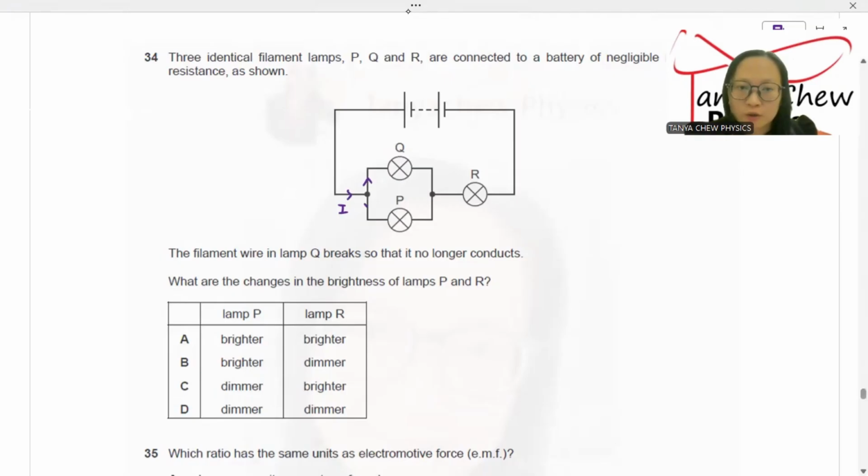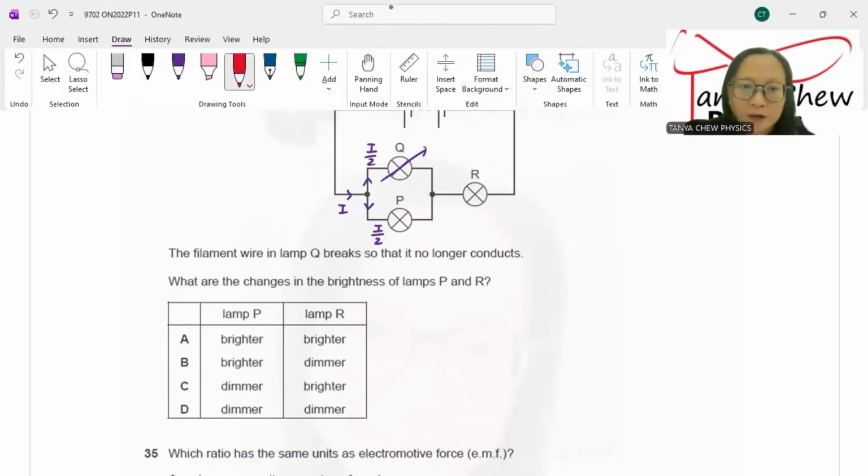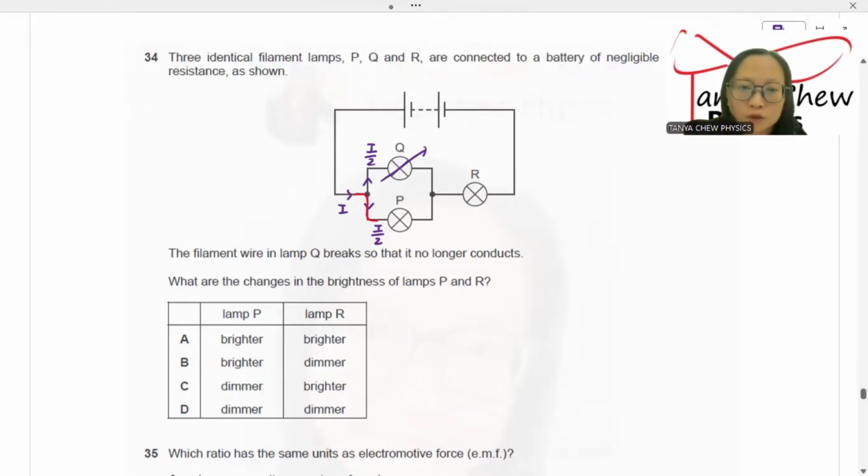Initially, this is a junction where, before Q breaks, the current splits. These lamps are identical, so this is I over 2, I over 2. But when lamp Q breaks, all the current, the new current, will be I, will flow all the way. So P will get the current of I. All the current will flow through P after Q breaks. So what happened to the brightness of lamp P? Lamp P will be brighter.